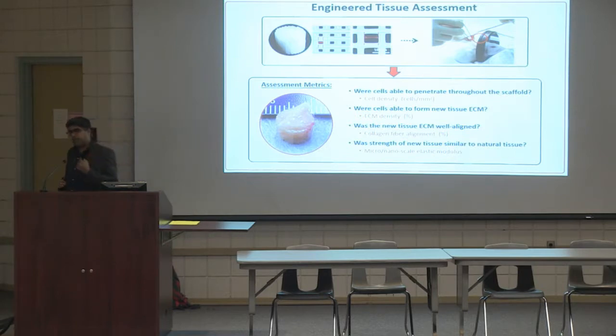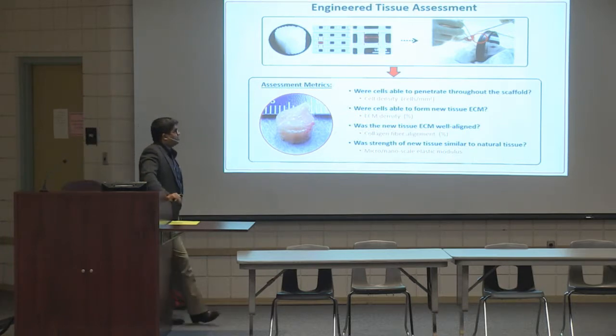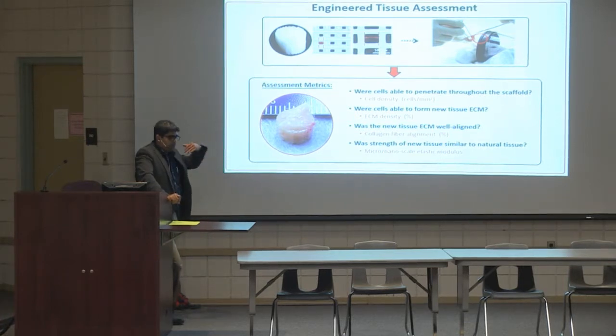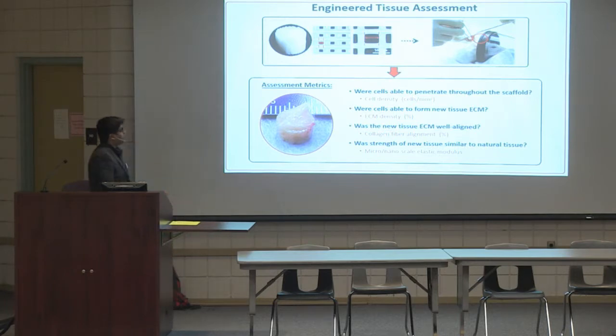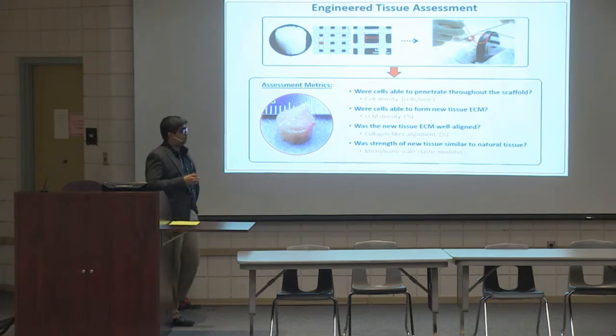There were 4 things we studied once we were able to extract these engineered tissues. First, we checked and made sure that cells were indeed able to penetrate throughout the 3D structure. The structure is about 6 millimeters thick, which, in the scheme of things for tissue engineering, is a very thick structure. We wanted to make sure that the cells have proliferated throughout the scaffold, not just on the outer periphery, because that doesn't serve the purpose we're looking for. In addition to the penetration of the cells, we also checked if the cells were able to form new tissue.